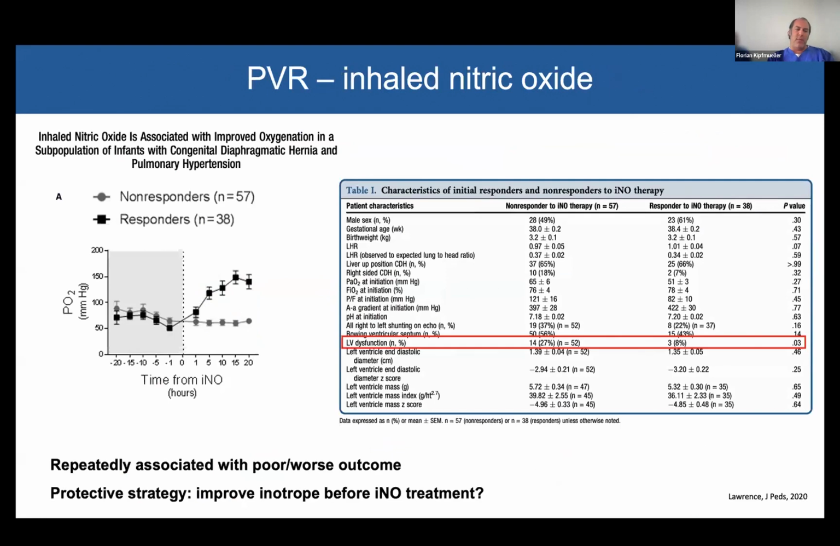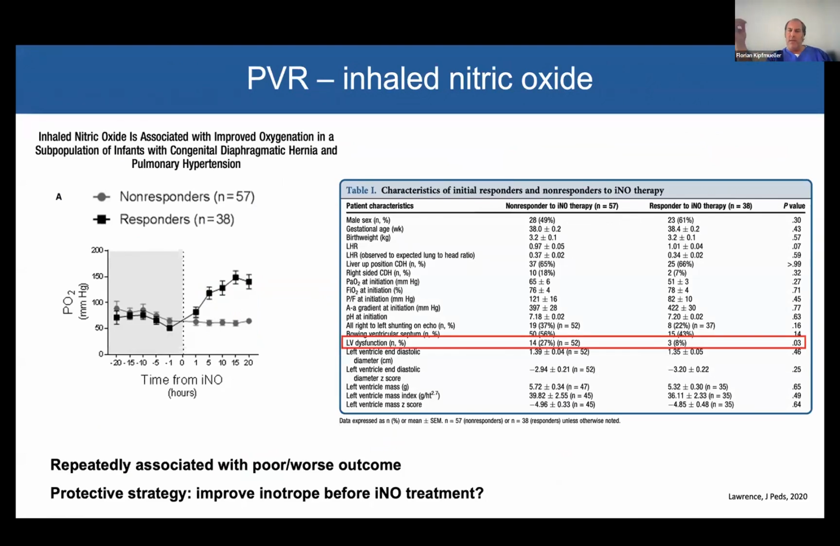So first line treatment for pulmonary hypertension is nitric oxide. We use it a lot. Interestingly, there are no studies out there that show a survival benefit. In the 1990s, there was the NINEOS trial that showed even a higher rate of ECMO in those babies that were randomized to nitric oxide. And there were several other studies, registry studies, and so on, that showed a certain harm potentially for the baby.